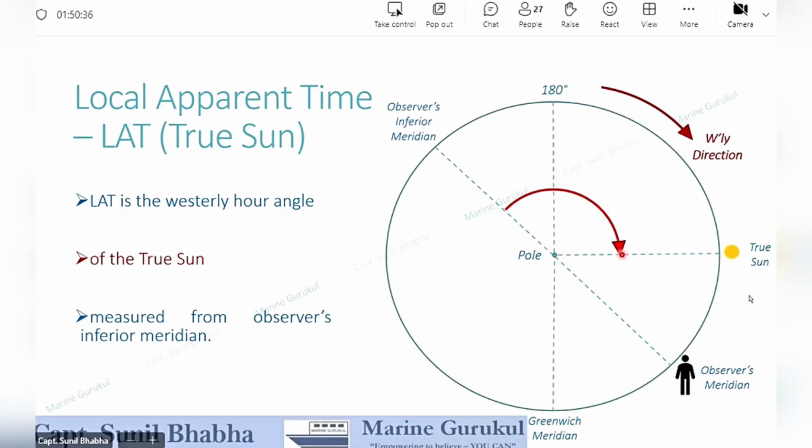This red color angle which you see is the local apparent time. So LAT is the westerly hour angle. You see it is measured in the westerly direction of the true sun, measured up to the true sun, measured from observer's inferior meridian. The starting point or the reference is the observer's inferior meridian. So starting from the observer's inferior meridian, going in the westerly direction up to the true sun, this particular angle gives us the LAT at any particular instant for this particular observer.